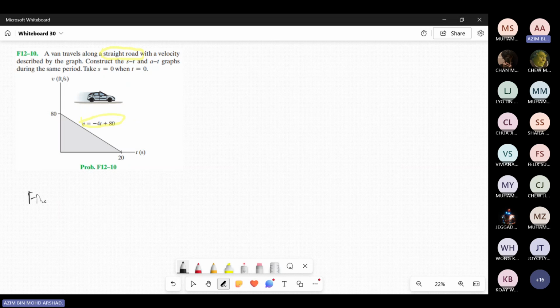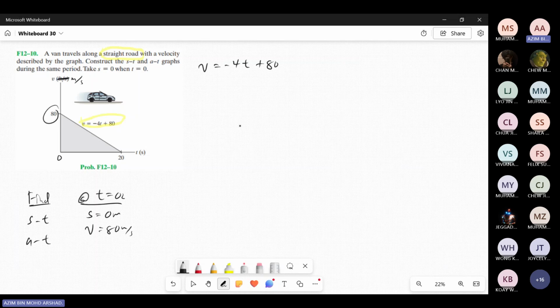So we would like to find the st graph and at graph during the same period, and take s equals 0 when t equals 0. So this is the information that we have: at t equals 0 seconds, s equals 0 meters. And at the same time, the velocity is in feet per second. Let's change this to meters per second to make it easier. So V initially is 80 meters per second. The expression is v equals negative 4t plus 80. So this is quite straightforward.